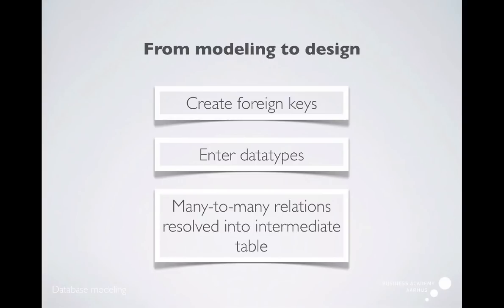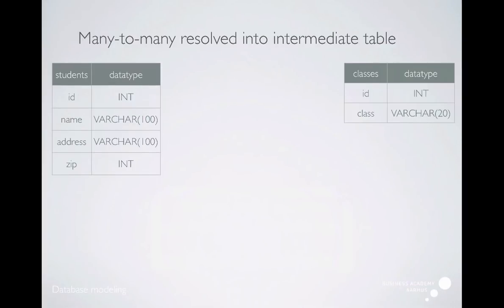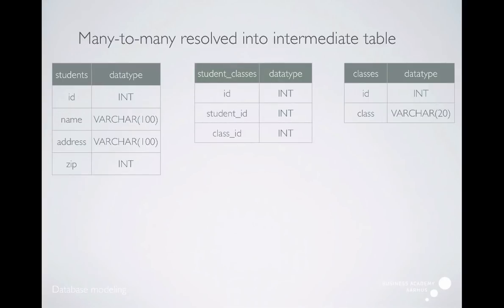So let's have a look at how to make intermediate tables. Let's say we have this case that the students can select among different kinds of classes. So a student can participate in, for example, 3 classes, and a class can have different students. So that means we have a many-to-many relation. And we resolve this many-to-many relation into an intermediate table by putting in an entity between them, or a table in between them, with a primary key and 2 foreign keys.